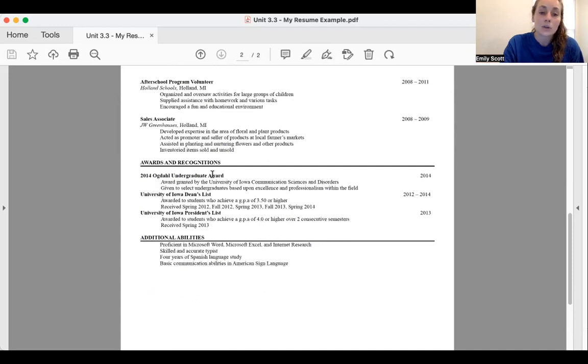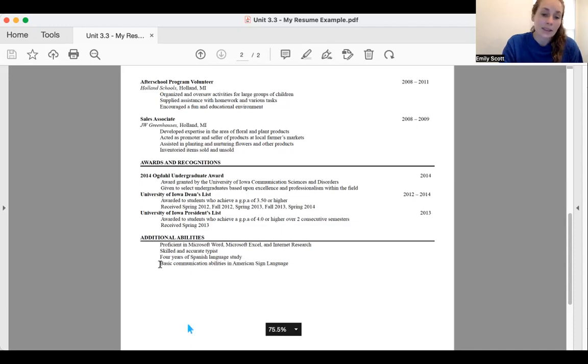Next section here was awards and recognitions. I had received the 2014 Ogden Undergraduate Award from the University of Iowa, Communication Sciences and Disorders, given to select undergraduates based on excellence and professionalism in the field. I believe that I had taken that description straight from the award that was provided to me itself. I also included how many semesters I was on the dean's list, how many times I was on the president's list. And then again, you can see that additional abilities section here.